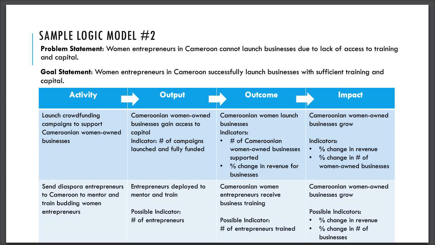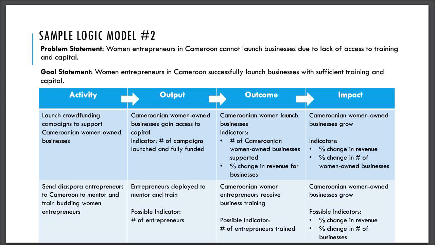And so some of the indicators of that impact could be a % change in revenue for women-owned businesses in Cameroon, or it could be the % change in the number of those women-owned businesses in Cameroon. And so again, we're looking at an increase, the systemic change. So we want to see the actual % change in revenue or the % change in the number of businesses.